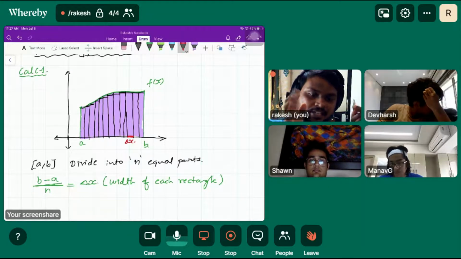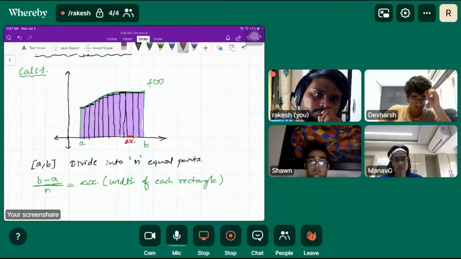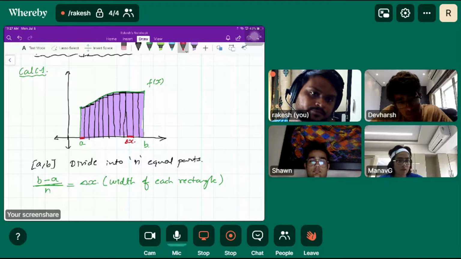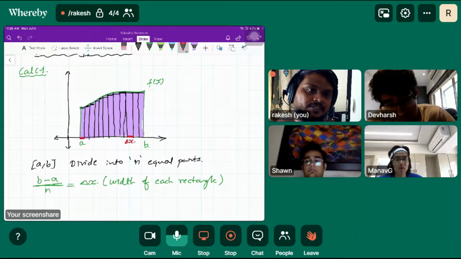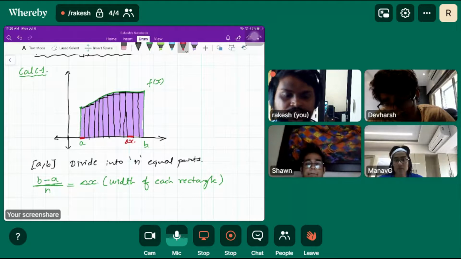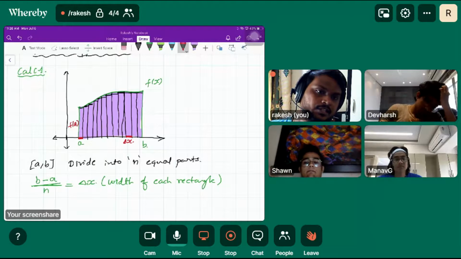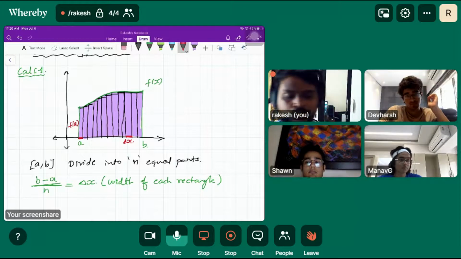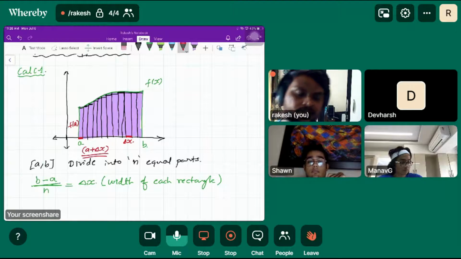What is the left hand point of the first rectangle? What is the left hand point of this rectangle? A. I asked the left end point, so the left end point is just A. If I simply find f of A, that will give you the height of that rectangle, isn't it? And we are pretty sure about the right end point also, because the right end point is nothing but A plus delta x.